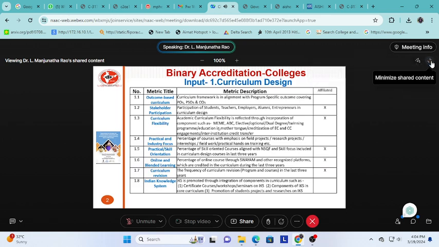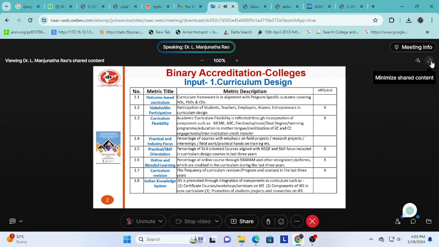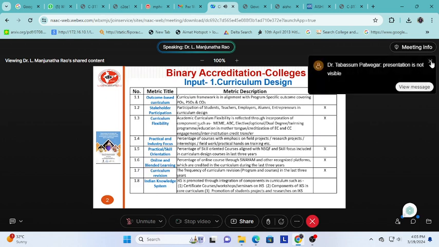Curriculum flexibility. Academic curriculum flexibility is reflected through incorporation of components such as multiple entry, multiple exit, academic bank of credit, elective option, dual degree twinning program, education in mother tongue, creditization of EC, CC engagements, inter-institution credit transfer. This metric is only for the autonomous colleges. This is not applicable to the affiliated colleges.